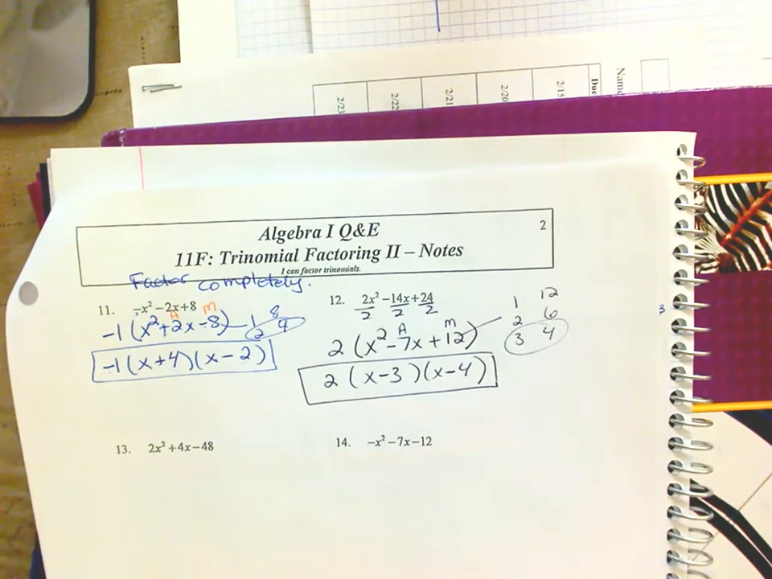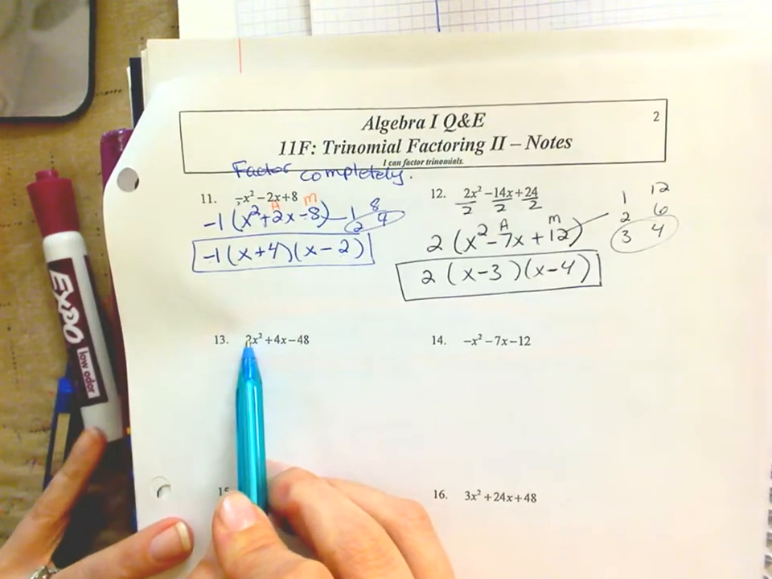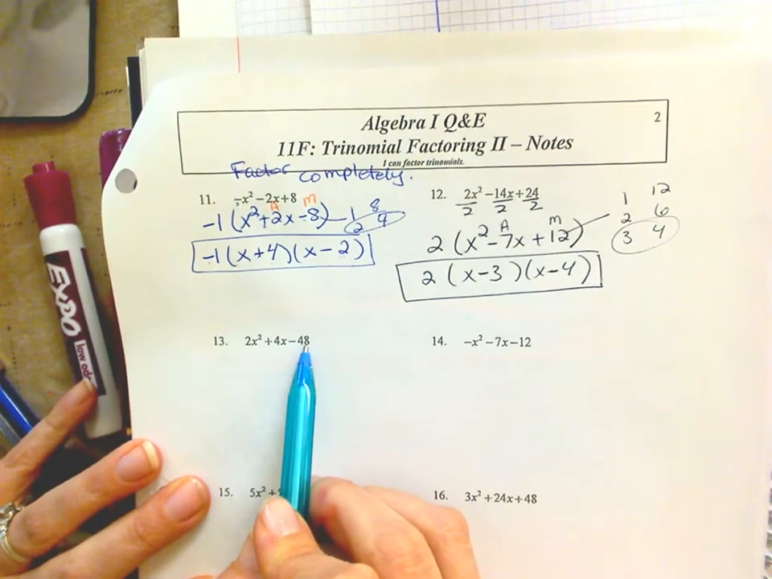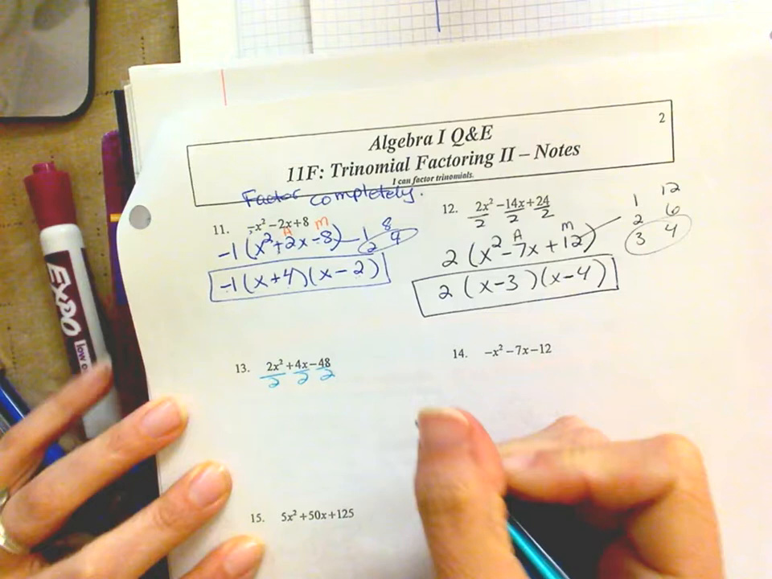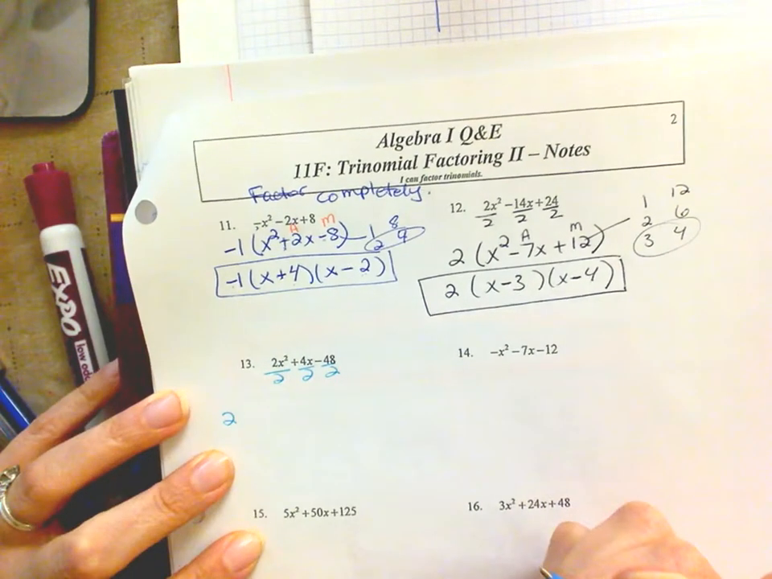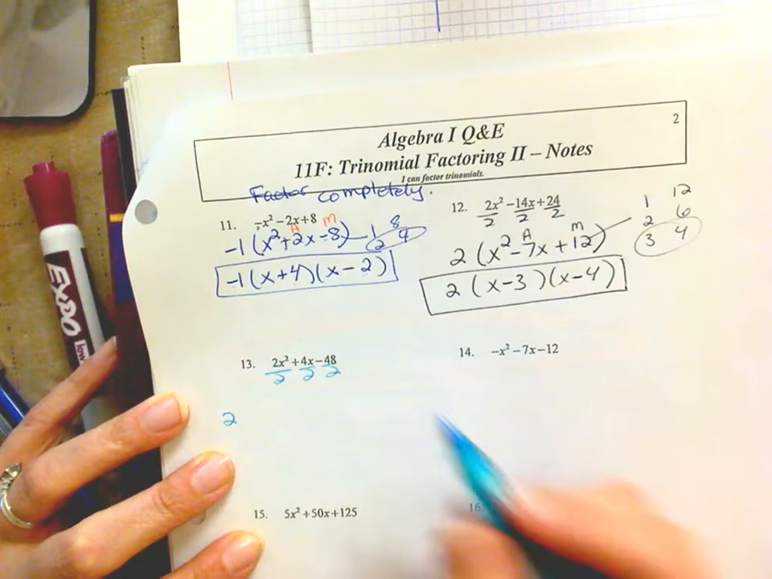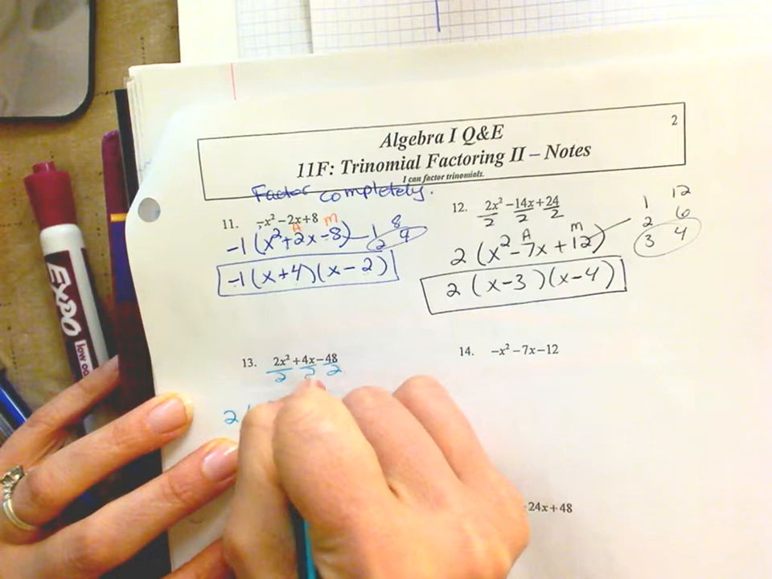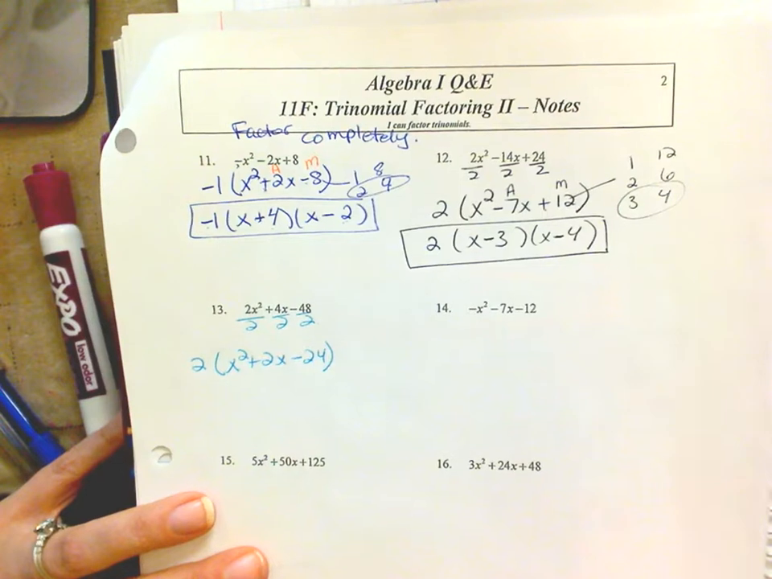Number 13, again, there's a coefficient here. You've got a 2. So the easiest way to do this problem is to take that 2 out. And you're in luck because 4 and 48 are also divisible by 2. So let's just divide everything by 2. And again, since you're dividing by 2, that 2 needs to stay as part of your answer. Because factoring is basically just trying to figure out how many little pieces you can break it up into, and then show me all the little pieces. So you're breaking out the 2. You're left with x squared plus 2x minus 24.